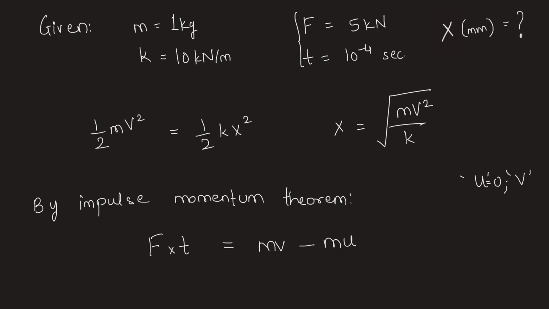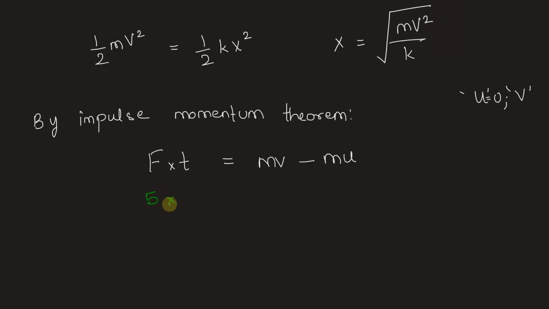So let's substitute the values here. Force is 5 kN, time is 10 to the power minus 4 seconds, and this kilonewton is to be converted to Newton, so we have into 10 to the power 3, equal to mass, which can be taken common. Mass is given as 1 kg, into the final velocity, which we don't know, minus the initial velocity, which is 0. So it is simply v equal to 0.5 meter per second. Now this is the final velocity of the mass. Response of the system will be calculated using this formula. Although 0.5 is given in the option, don't jump to the conclusion and mark 0.5 as the answer. We still need to find out the response.